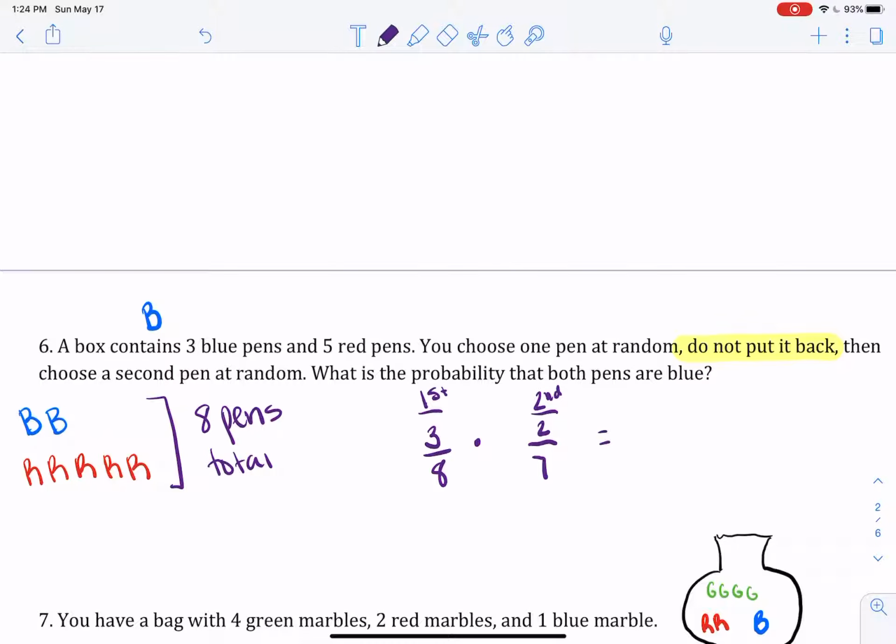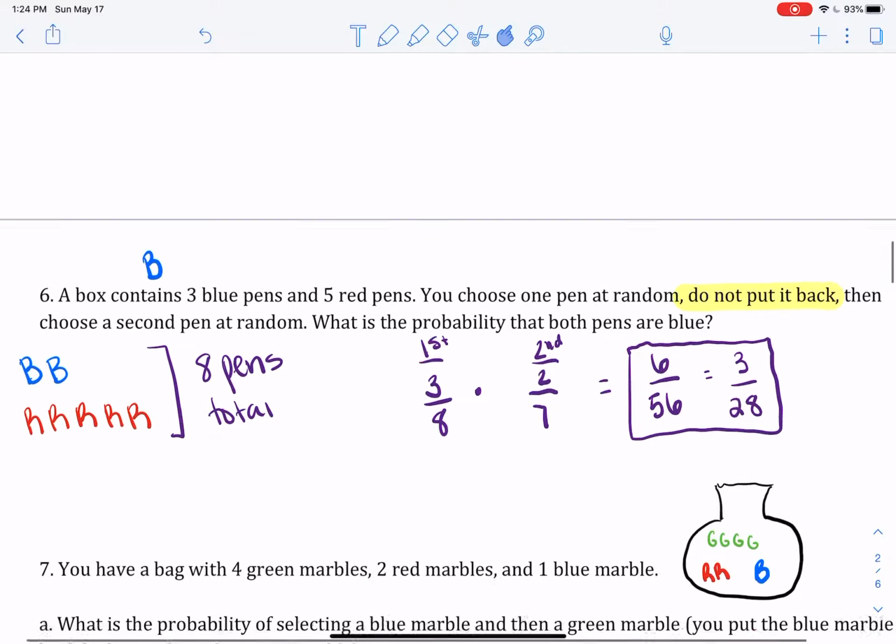And we multiply them together because we're looking at the word and. So 3 times 2 is 6, and 8 times 7 is 56. We could also simplify that if we wanted to be 3 out of 28. All right, so that's the first example. Let's look at the next one.